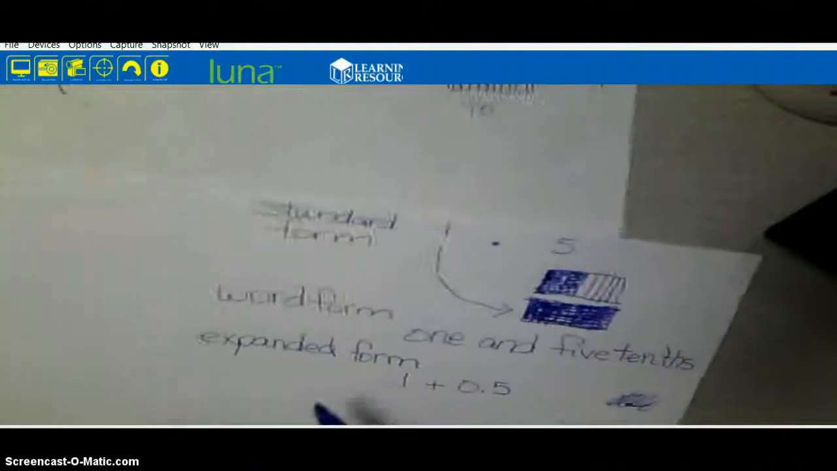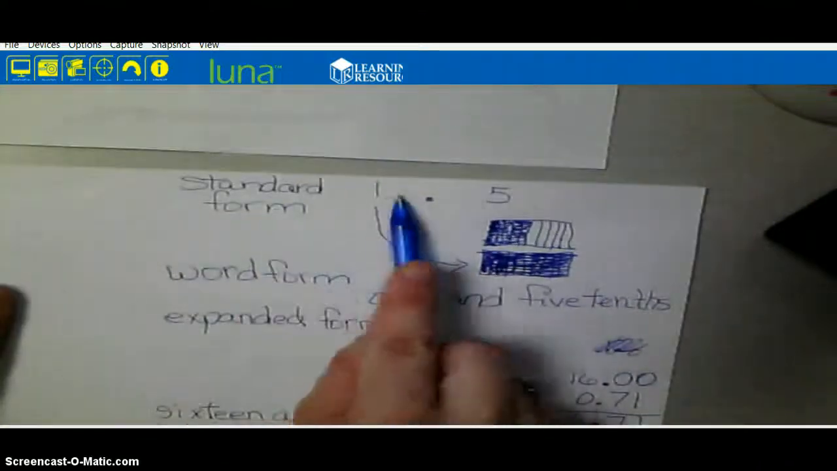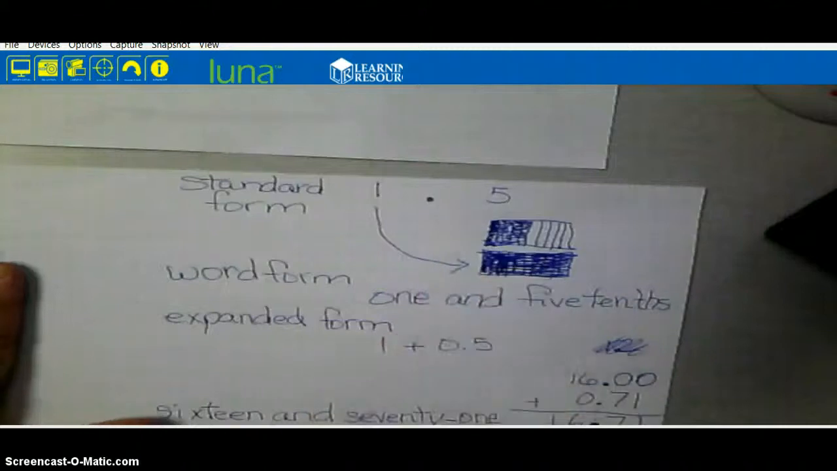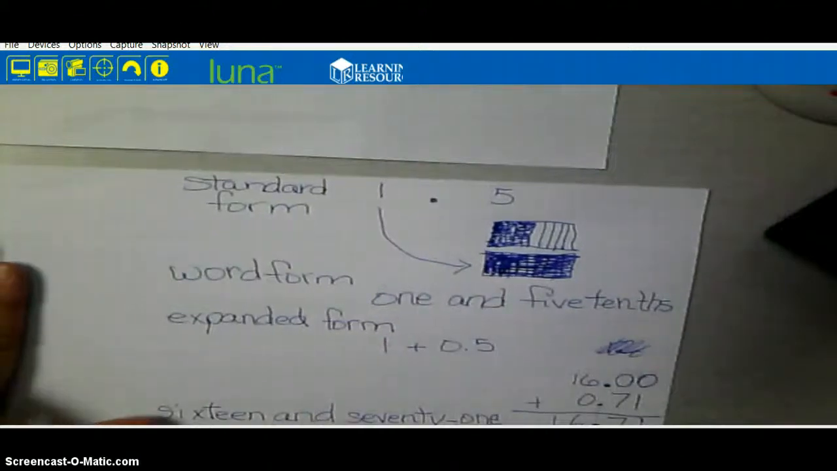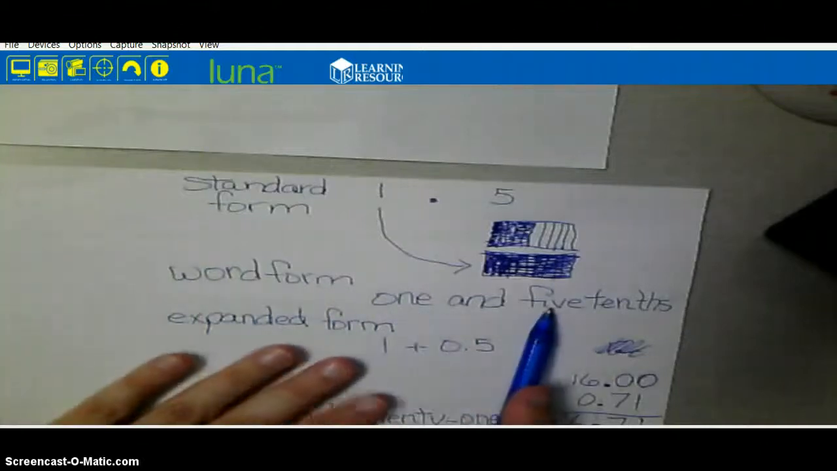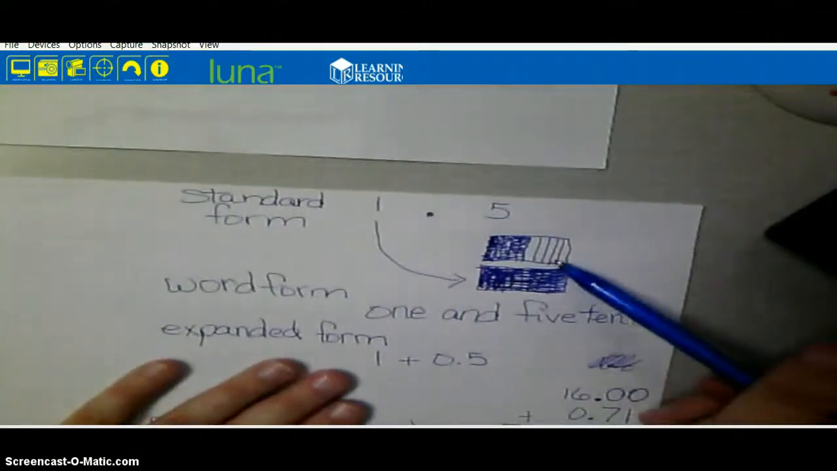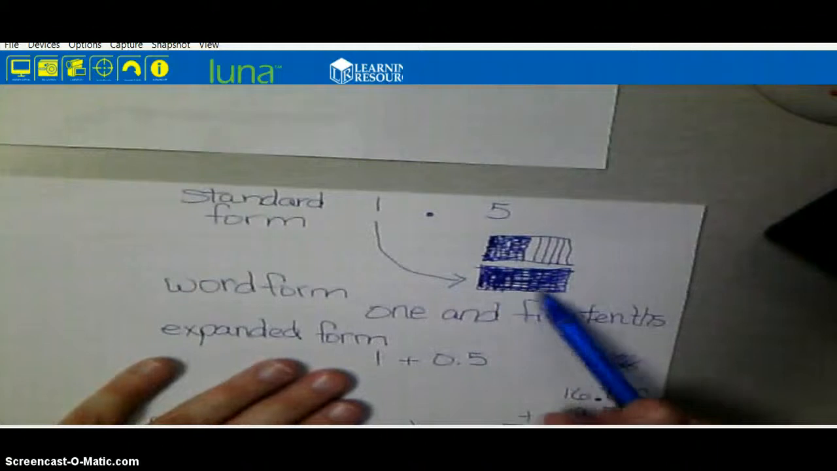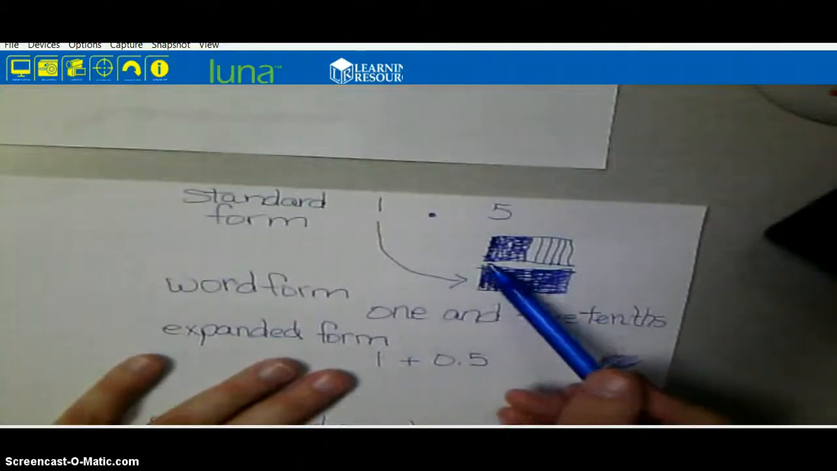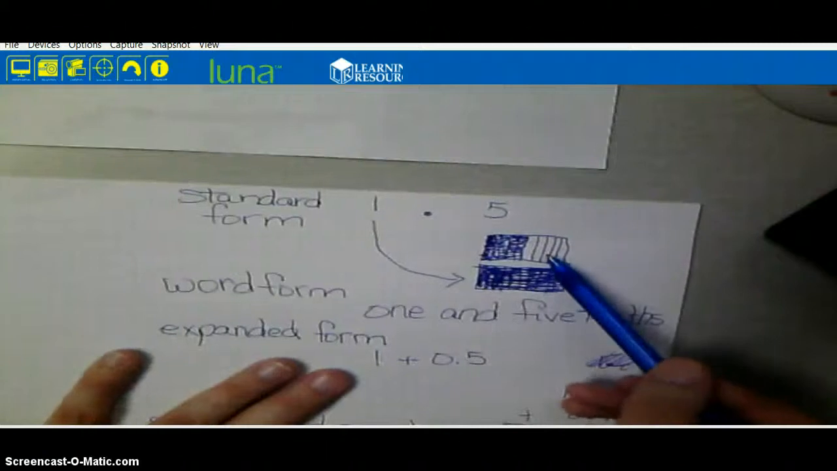Here, for example, we have standard form. Here's 1 and 5/10. That's how I would say it. 1 and 5/10. That's also how I'll write it in word form. And word form means my numbers can't be symbols anymore. They have to be in word format. 1 and 5/10. Well, I made a picture so that you can see it. I made this into 10 exact equal parts, and I know if you notice it's the same size and shape, and we're pretending it's perfectly beautiful.